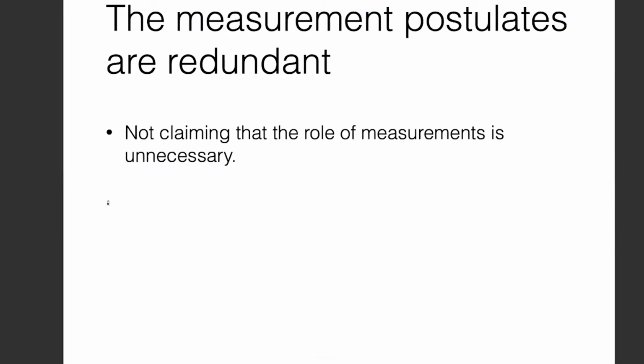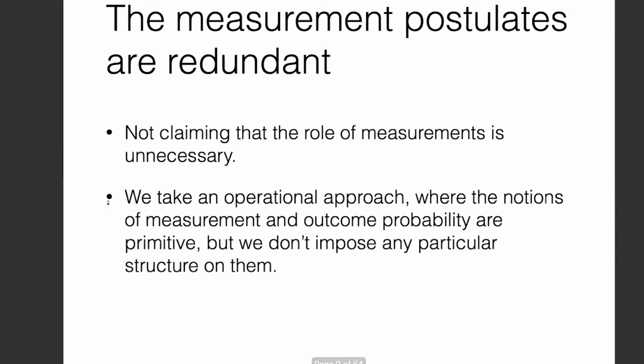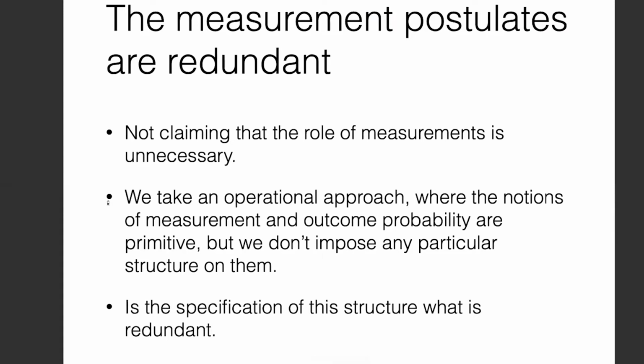With this, I'm not claiming that the role of measurements is unnecessary or less fundamental, as for instance in the many worlds interpretation of quantum mechanics, where measurements are somehow a particular type of dynamics, so hence less fundamental. So I'm not claiming that here. All the contrary, here we take an operational approach where the notions of measurement and outcome probability are primitive, but we do not impose any particular structure on them. And then it is the specification of this structure that is redundant?